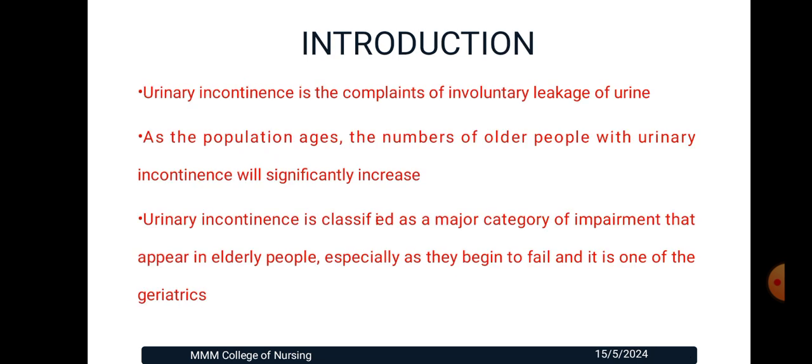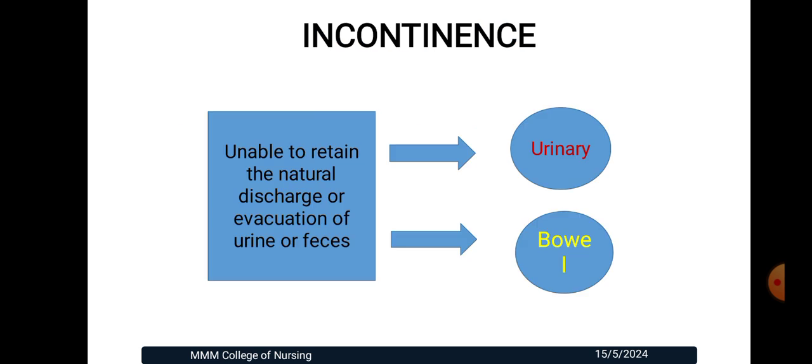Introduction: Urinary incontinence is the complaint of involuntary leakage of urine. As the population ages, the numbers of older people with urinary incontinence will significantly increase. Urinary incontinence is classified as a major category of impairment that appears in elderly people, especially as they begin to fail, and it is one of the geriatric problems. Incontinence: unable to retain the natural discharge or evacuation of urine or feces that leads to urinary and bowel incontinence.